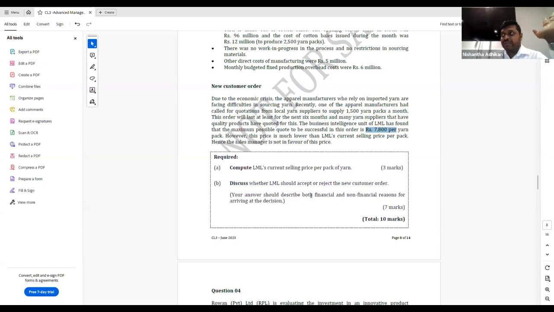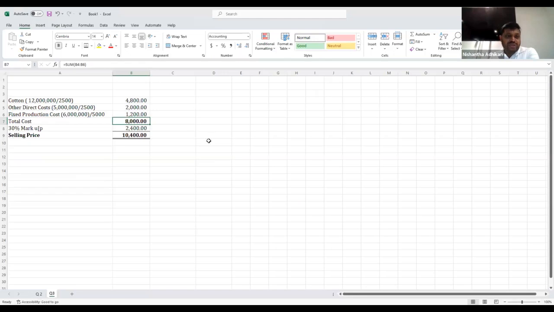If you remove the markup and look at it from the cost point of view, the 7,800 will not even cover your total cost. If you look at the total cost details, your total cost is 8,000. Even at the given price, you will lose 200 rupees.